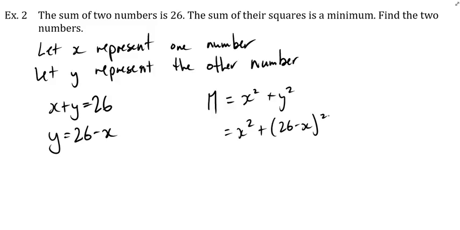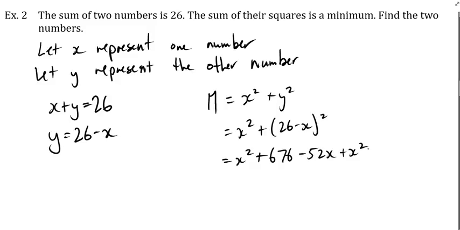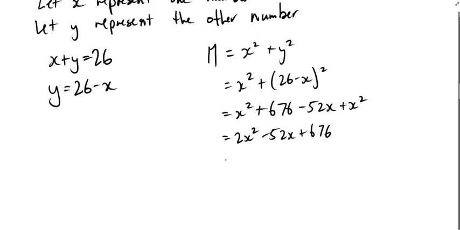So what I need to do is expand and simplify, but not move everything to one side and set it equal to 0. Expand and simplify, and then complete the square. So this is x squared plus, oh boy, what's 26 squared? 676 minus 52x plus x squared, which is 2x squared minus 52x plus 676. Okay, I'm just going to go through this one quickly. You'll get lots of practice when you start the work. Factor out the 2.